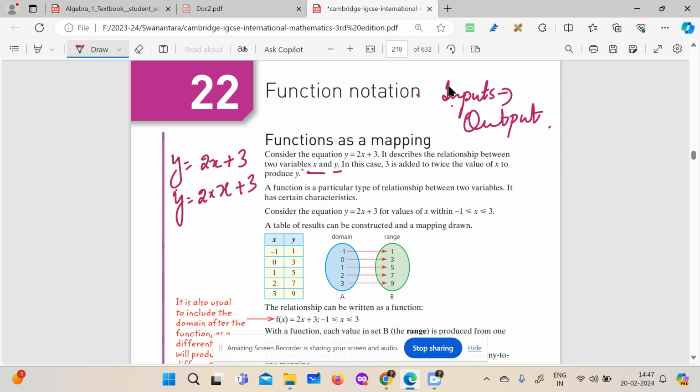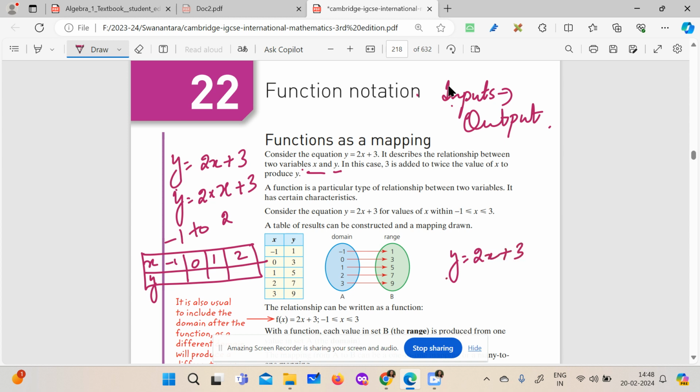Suppose I take a set of values from minus 1 to 2. I am taking x as minus 1, 0, 1 and 2. So how will I get my y? Y is equal to 2x plus 3. This is my function. We call it a function. So y is a function 2x plus 3.